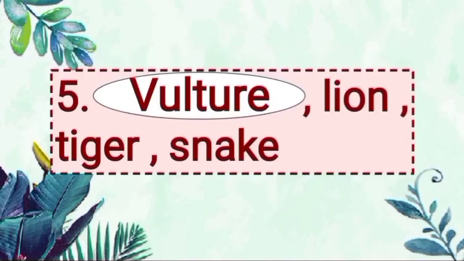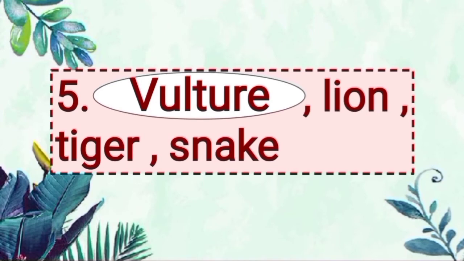Now next, V-U-L-T-U-R-E, vulture. Second word: L-I-O-N, lion. Third word: T-I-G-E-R, tiger. And fourth word: S-N-A-K-E, snake.